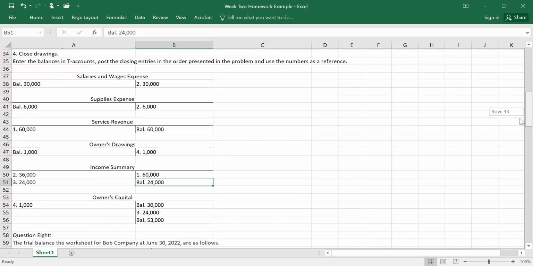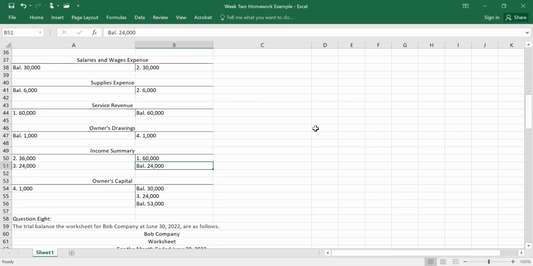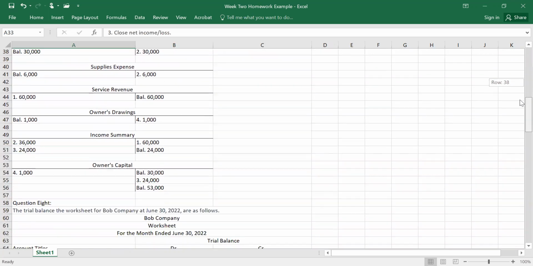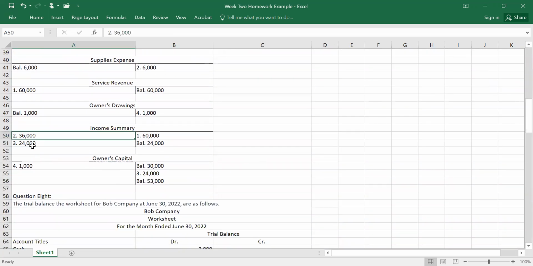What we then have to do is close out the income summary account to owner's capital. So we're debiting 24,000 to income summary, referencing that as a 3, because they tell us up here we need to close net income and loss. That's number 3. We're debiting income summary, and we're crediting owner's capital for that 24,000.